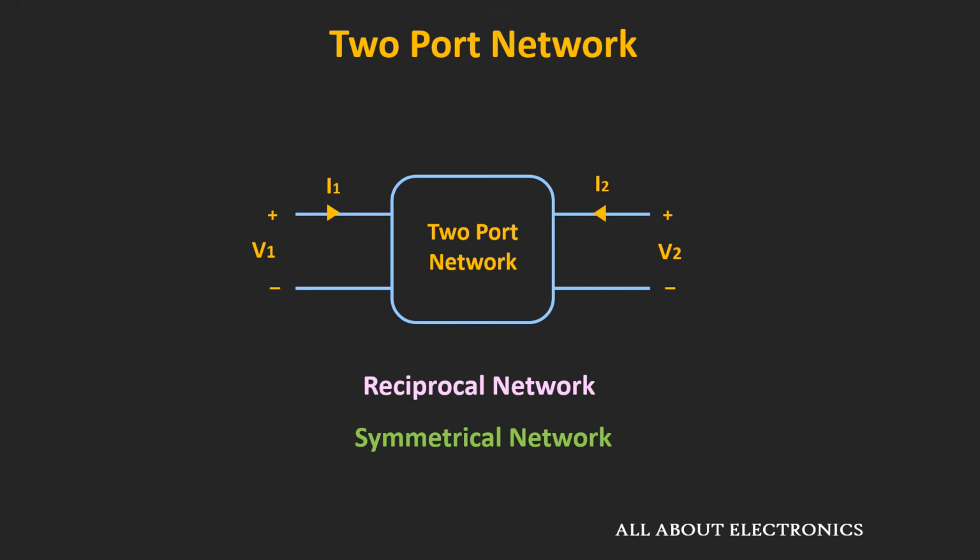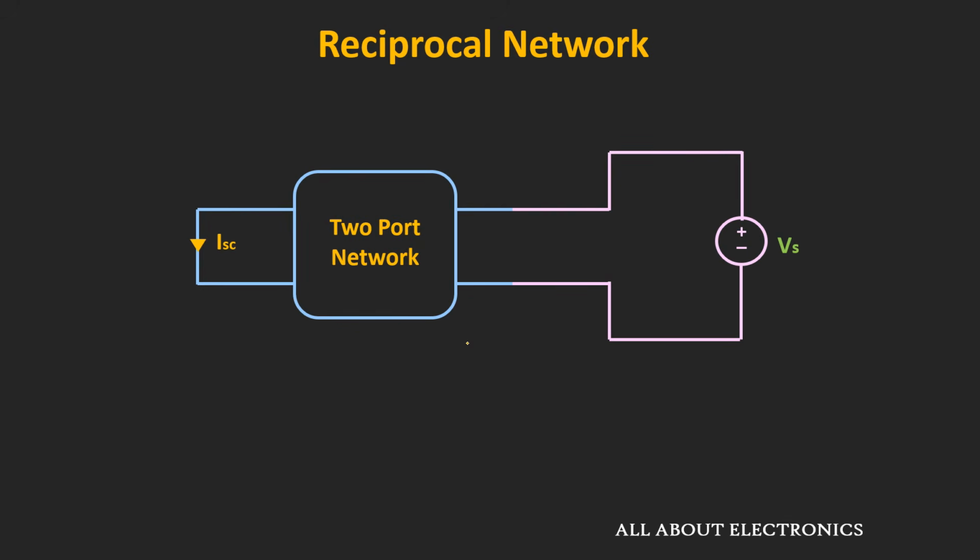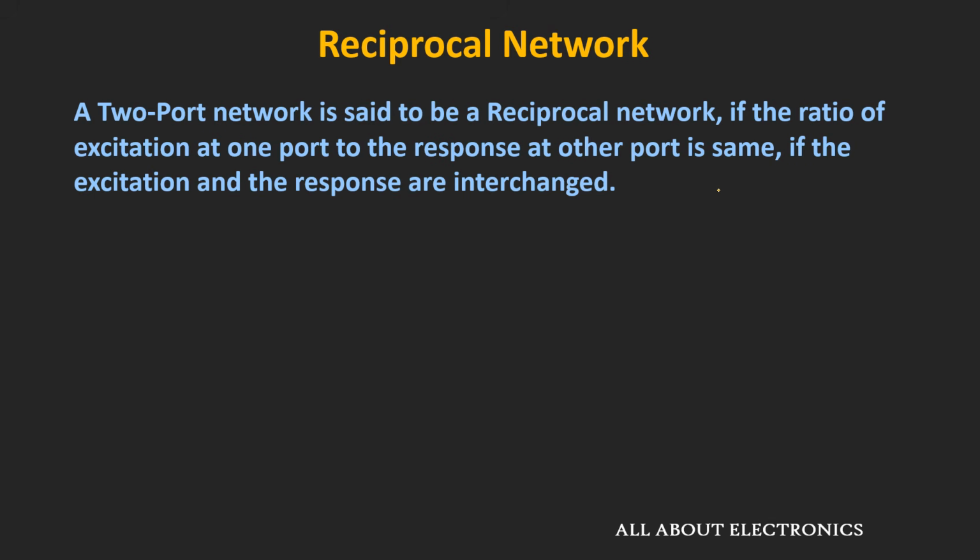First of all, let us see what is a reciprocal network. Let's say we have applied the supply voltage Vs on port 1 and we are measuring the short circuit current at port 2. Now if the network is reciprocal, then we should get the same short circuit current at port 1 when we apply the supply voltage Vs at port 2. Or in other words, a network is said to be reciprocal if the ratio of excitation at one port to the response at the other port is the same if the excitation and the response are interchanged.